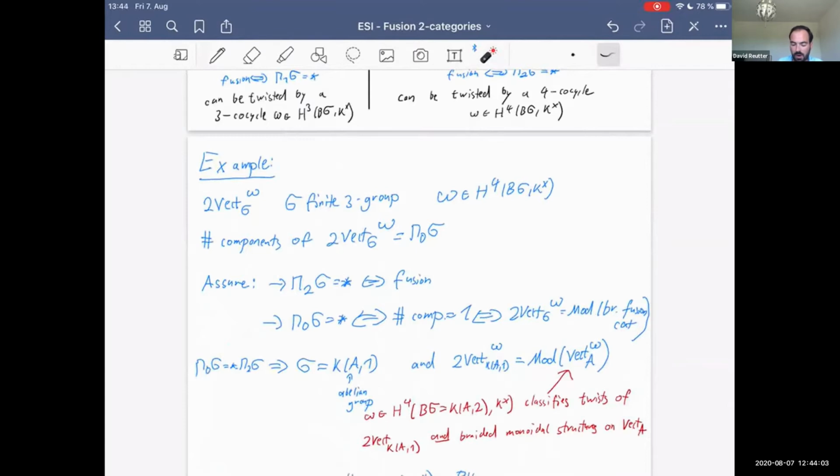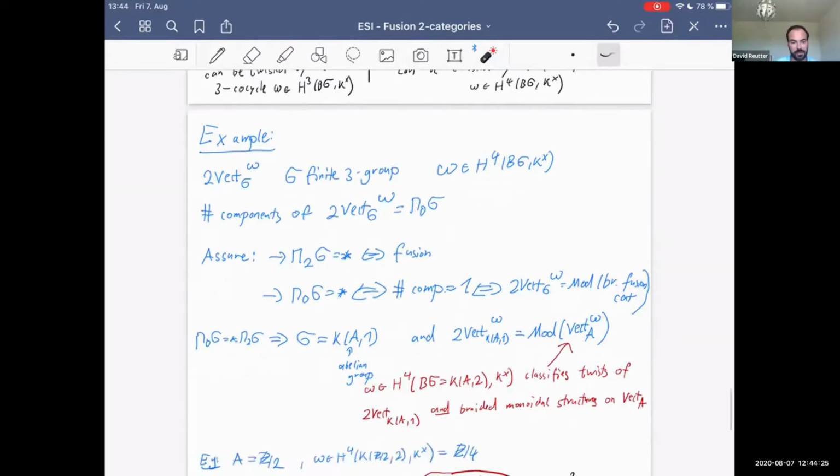Well, because these two omegas, well, omega is just this 4-cocycle, which now is for the space, which is the delooping of G, which is in this case a K(A,2). This classifies twists of these sort of braided 2-vector spaces, as we've seen above. And they also classify braided monoidal structures on Vect_A, where Vect_A is just a vector space braided by this abelian group A.